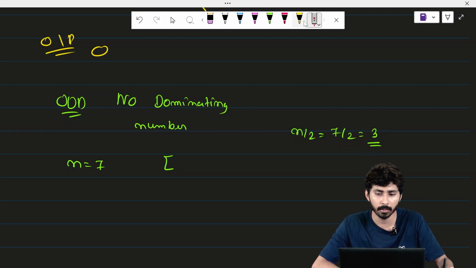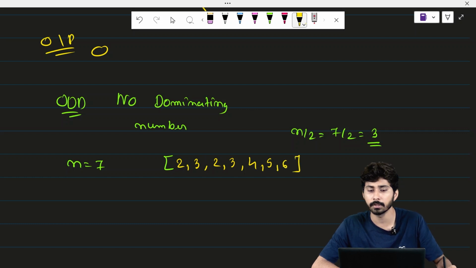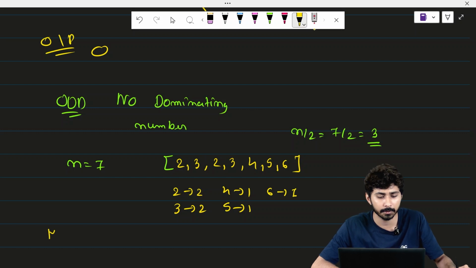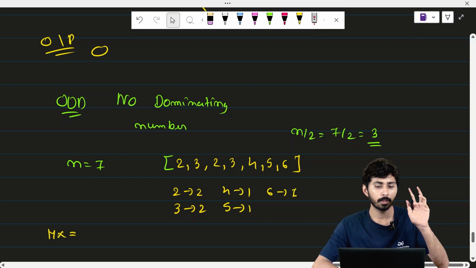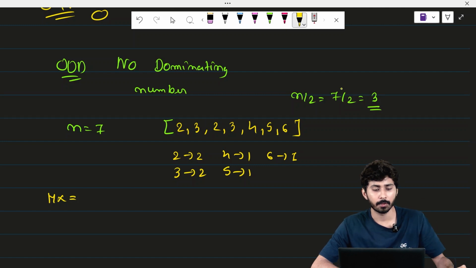Okay. So I'll take 2, 3. Let's take 2, 3. I'll take now 4, 5 and 6. 3, 4, 5, 6 and 7 elements. So now frequency of 2 is what? 2. Frequency of 3 is what? 2. Frequency of 4 is 1. 5 is also 1 and 6 is also 1. Maximum frequency over here. So there are two key points that you should keep in mind, I'll explain them afterwards. So the maximum frequency is 2.